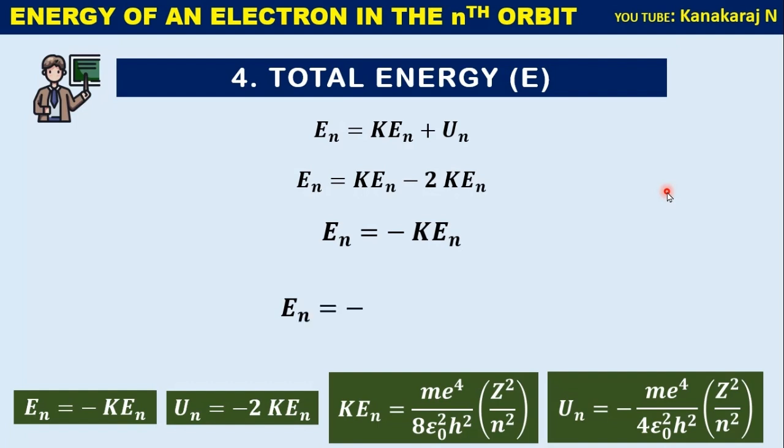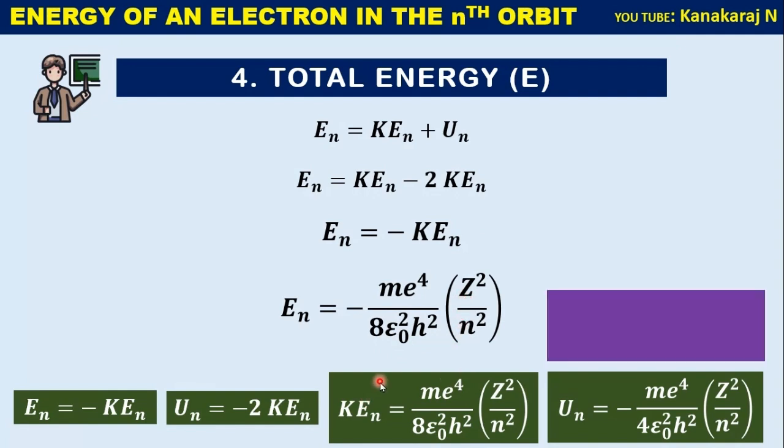En equals minus m e power 4 divided by 8 epsilon naught square h square multiply z square divided by n square. This term we have it separately. The total energy of the electron in the nth orbit, En equals minus m e power 4 divided by 8 epsilon naught square h square multiply z square divided by n square.